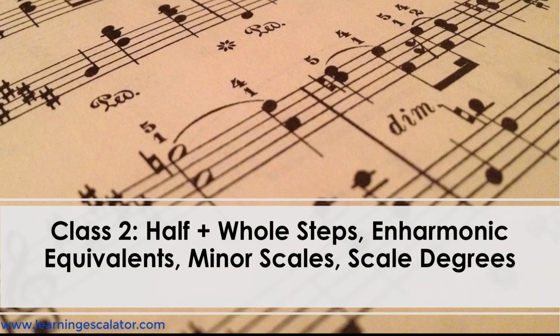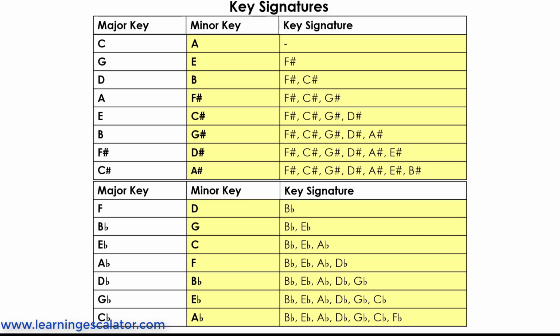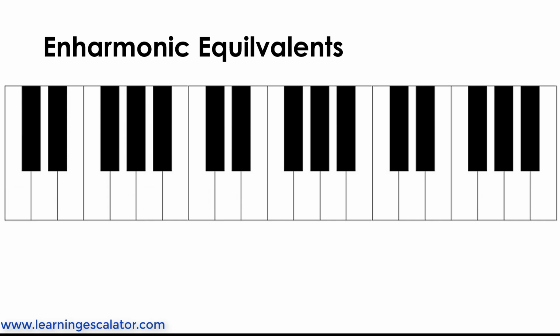Last two, half and whole steps, enharmonic equivalents make minor scales and scale degrees. So enharmonic equivalents are two different note names that represent the same note. So for example, this note over here can be written as C sharp, or it can be D flat. So C sharp and D flat are enharmonic equivalents.